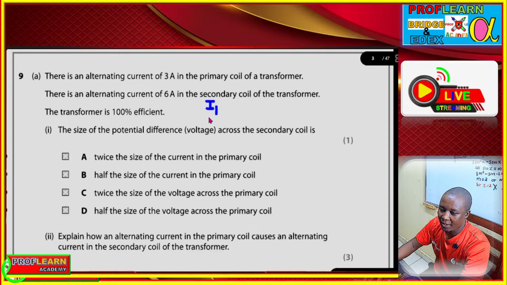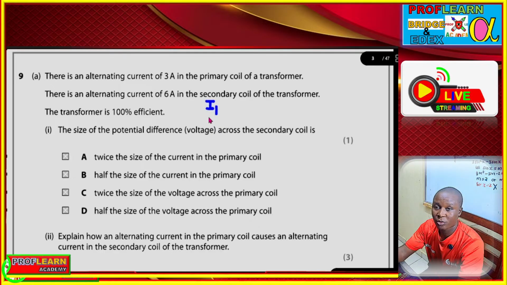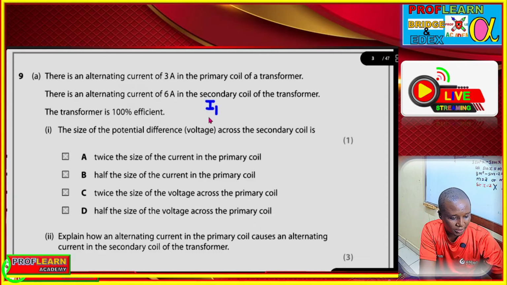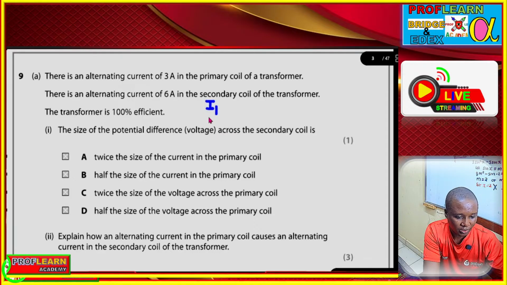There is an alternating current of 3 amperes in the primary coil of a transformer, and there is an alternating current of 6 amperes in the secondary coil of a transformer. The transformer is 100% efficient. When you are saying a transformer is 100% efficient, what we mean is the power in the transformer is equal to the power out of the transformer.